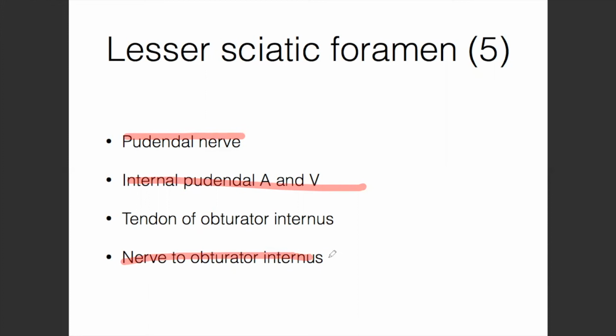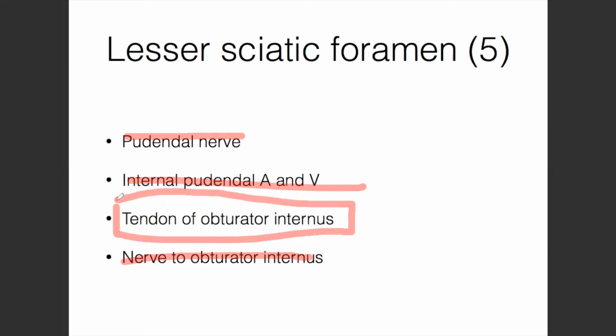If you want extra content of the lesser, which is not a content of the greater, it is the tendon of obturator internus. All of the others are contents of the greater. So there are contents in both the greater and lesser, which are the pudendal nerve, internal pudendal artery and vein, and nerve to obturator internus. And there's one content only in the lesser and not found in the greater, which is the tendon of obturator internus. Simply remember there are no tendons in the greater one, but there is a tendon in the lesser. Everything else is in the greater, and three are also in the lesser. This is basically, in the simplest way, the sciatic foramen.